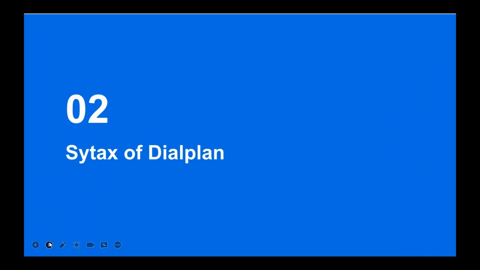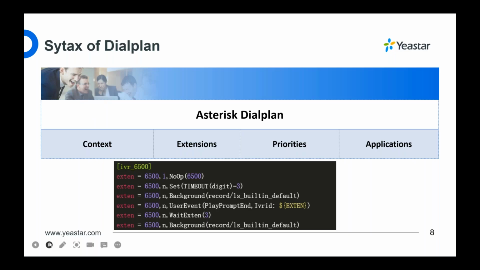So far we know what a Dialplan is and how it looks. Next, I will introduce the meaning of the different components of the Dialplan. There are four parts. The first is the context, and then we have extension, priority, and applications. Below is an example, and this is a context of IVR.